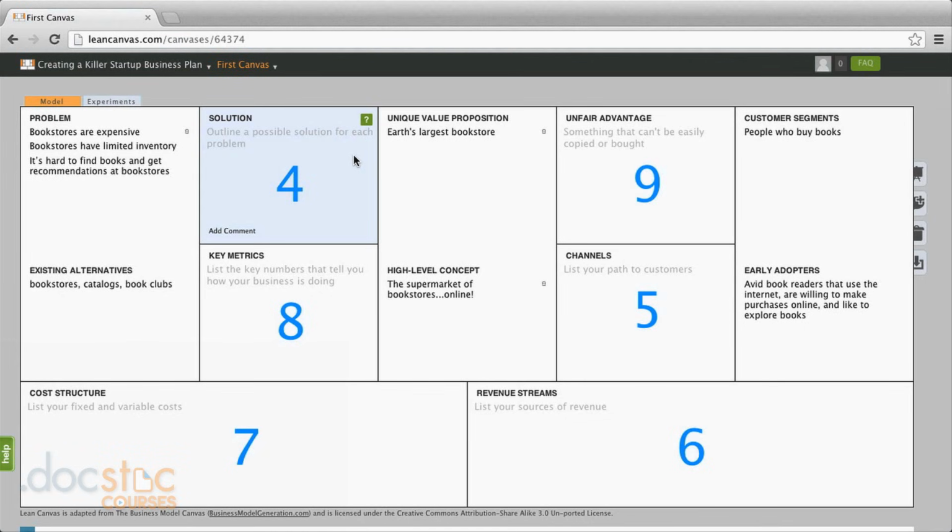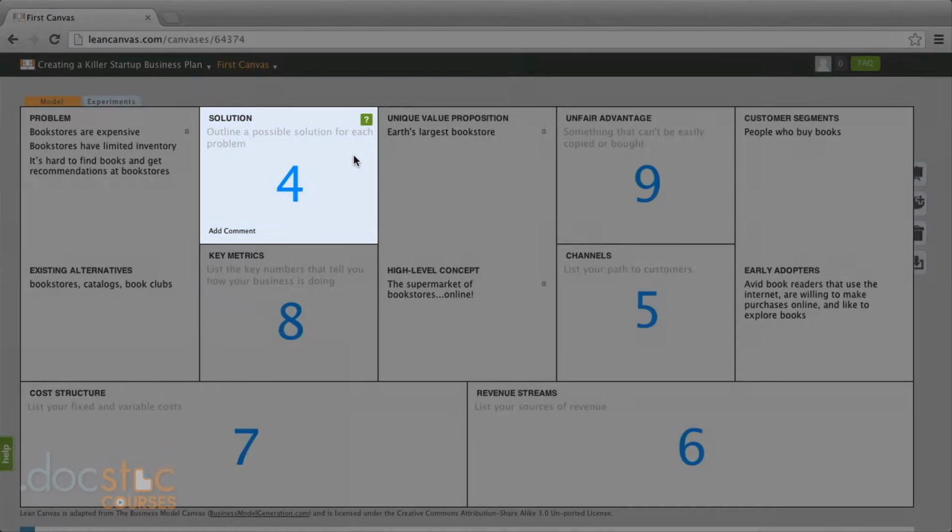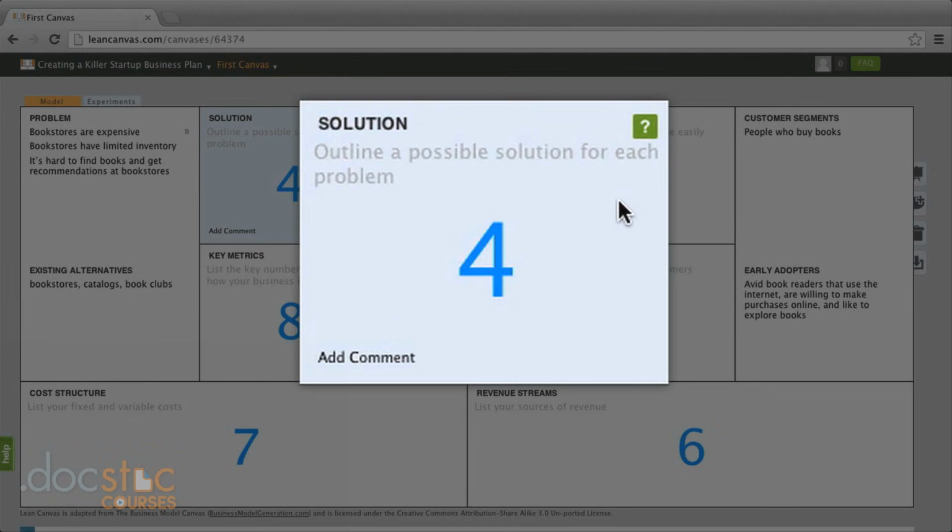Now you notice that its box is small, and that's actually on purpose, because your customers and your problem are really your most important things to solve. Your solution most likely will change and evolve as you learn more about your customer and the problem you're trying to solve. So you have to simply outline what our solution is. And it may have multiple bullet points or features.